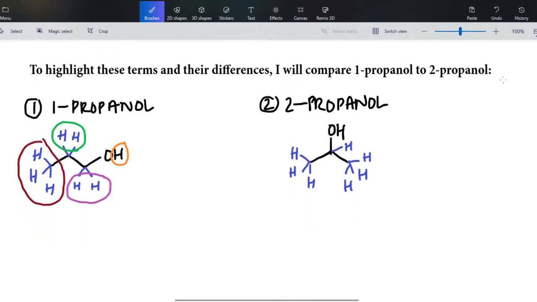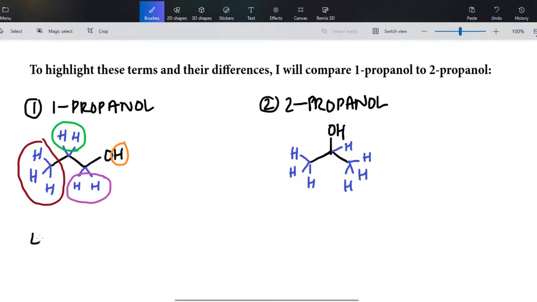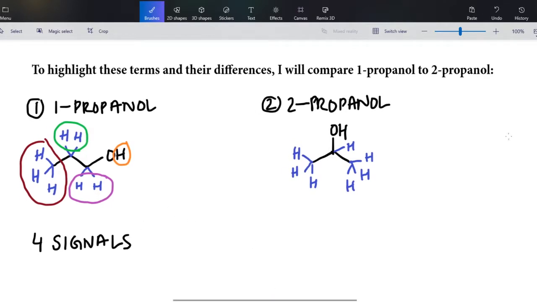I'm going to scroll down for you guys here. So in totality, we have 4 signals produced by 1-propanol. Let's compare and contrast this to 2-propanol.